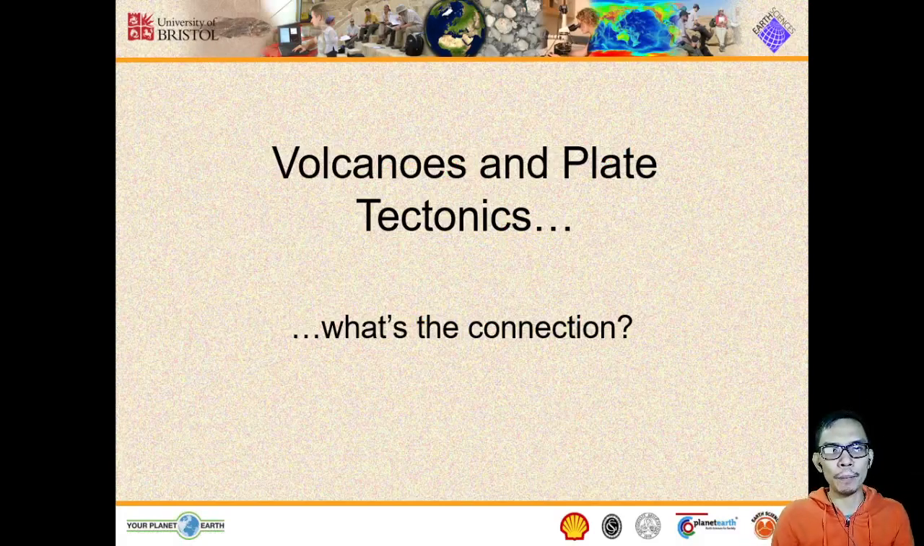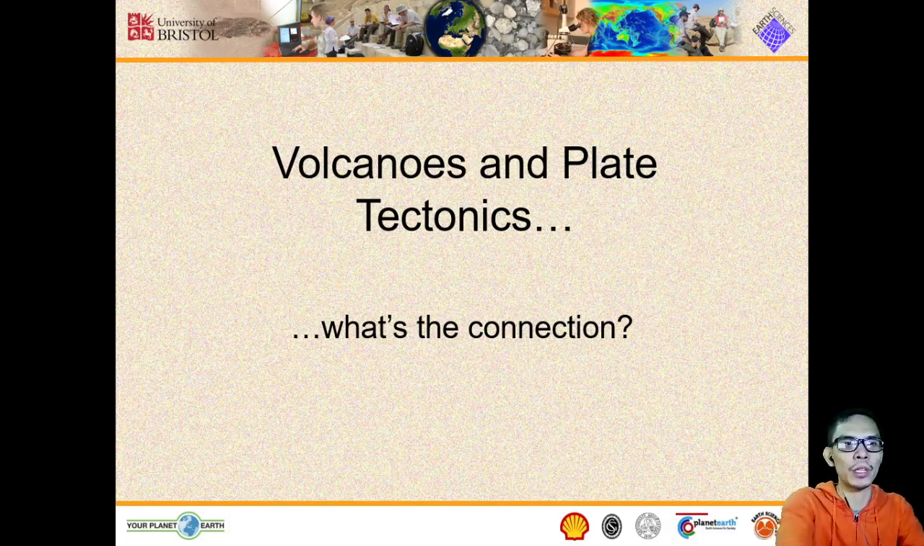Okay, this is the connection between the plate boundaries, the volcanoes, the earthquakes, and the mountain ranges. These are the connection between the three: the mountains, the earthquakes, and then the volcanoes. This is the connection of those three on the plate boundaries. So what is the connection between them?